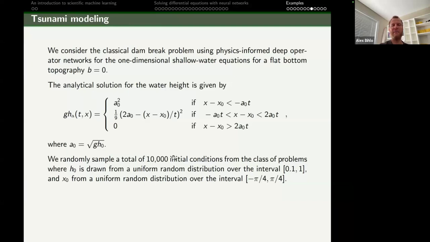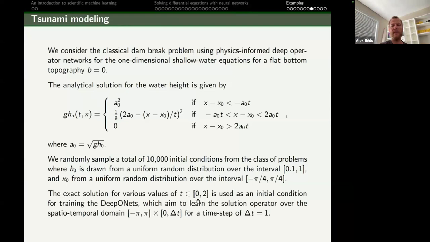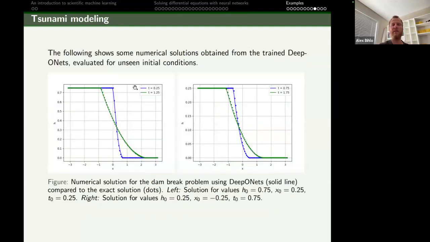So all we did is we sampled at random 10,000 initial conditions, basically randomly drawing different water heights, like how high is the dam and so on. Where is the location of the dam? Basically randomly just to sample our solution space, and then learn the solution operator. And then we train it with the goal to find the exact solution for one step, for a time step of delta t equals 1. And then we evaluate this for new and unseen initial conditions.